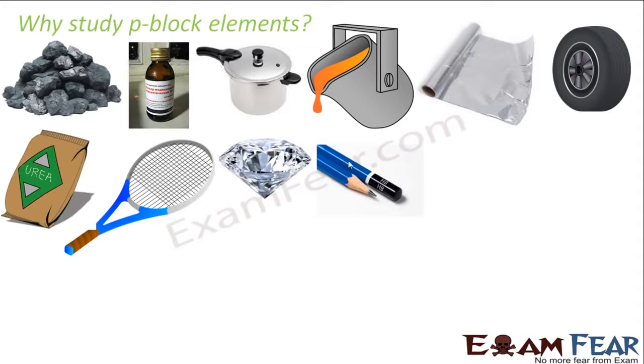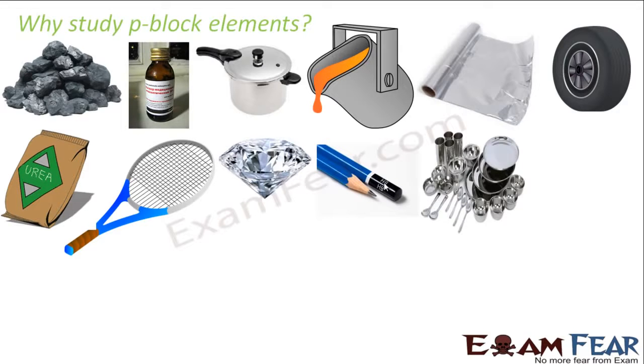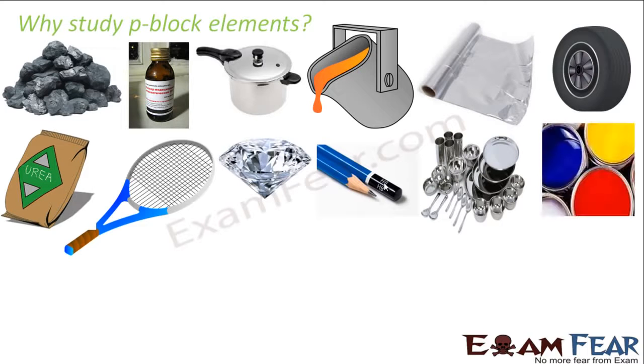If you see the pencils, earlier lead was used, now graphite is used here. And they are also p-block elements. In fact, lead is also a p-block element, and graphite is also a p-block element. Lead is not used because it is harmful, and graphite is not harmful, so graphite is used. The steel utensils which we use in our home are also made up of p-block elements. The paints which we use to color our homes are also made of p-block elements.